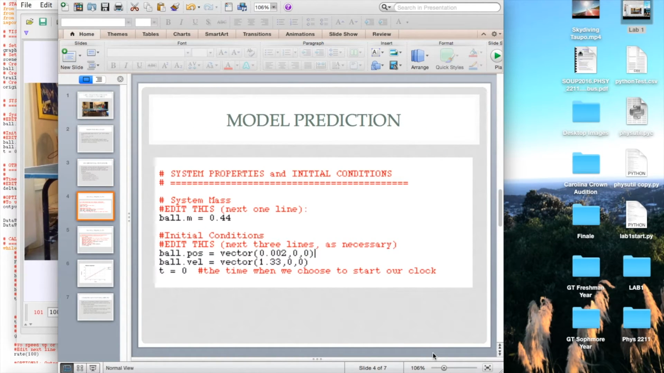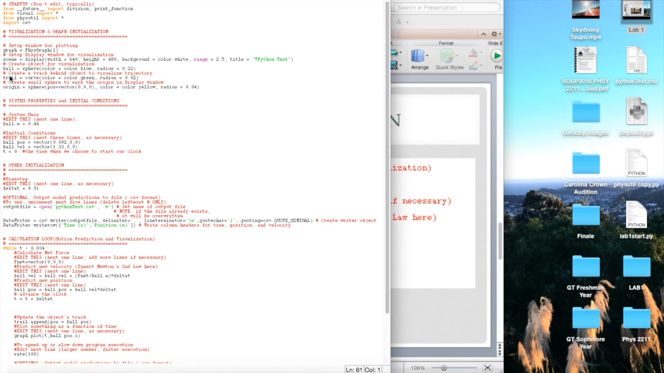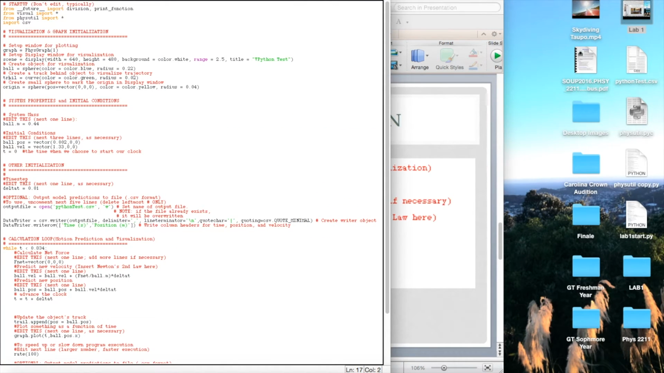So we used a computational model to test our predictions. We first edited the mass to 0.44 and the ball position and velocity to the numbers discussed earlier. We were then able to edit the calculation loop, which is where we're getting our data. We edited the while loop to while t is less than 0.834, the duration of our lab. The net force is equal to 0, and the new velocity and position equations are used, using the first two equations of Newton's second law that we discussed previously, so that we could get a constant velocity. Here's the code for the motion, and here is the model running.